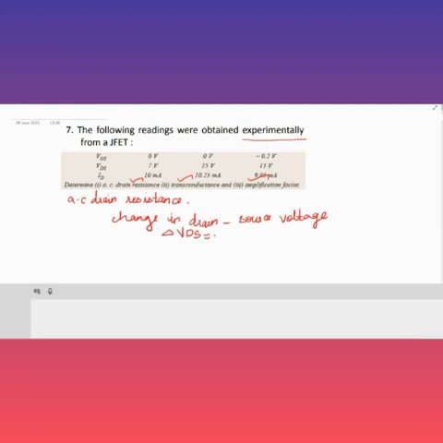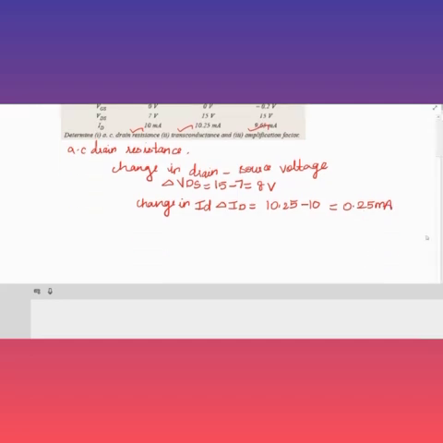Del implies that the value is changing. You can see 15 to 7 is changing, so 15 minus 7, I will be getting the answer as 8 volt. Similarly, my drain current is also changing. So I'm going to put the change in drain current ID, that is del ID. So del ID is equal to 10.25 minus 10, which is equal to 0.25 milliamps.